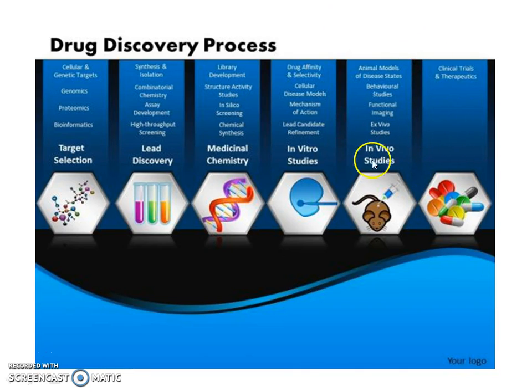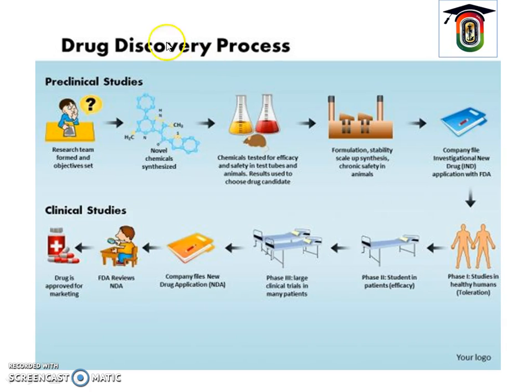Once the in vitro studies are successful, next we move to the in vivo studies, where animal models of disease states are chosen and the mechanism of action is checked in animals. Further, we go for clinical trials and therapeutics. Here in the next slide you can see that the drug discovery process has been classified into two classes, that is the preclinical studies and the clinical studies.